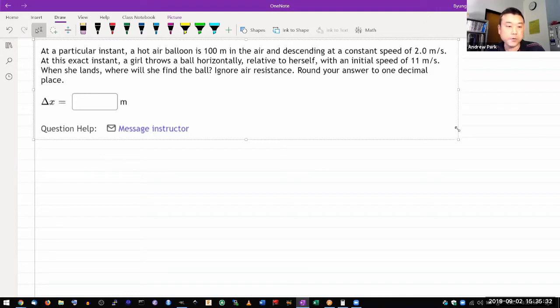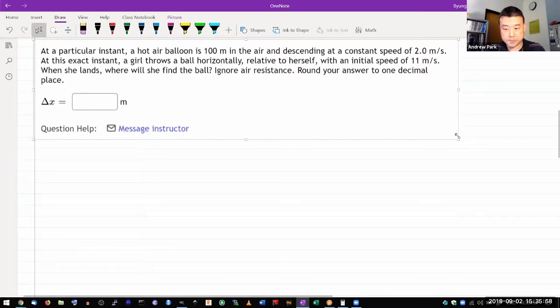So this is second question. At a particular instant, a hot air balloon is at some height in the air and descending at a constant speed of 2 meters per second. At this exact instant, a girl throws a ball horizontally relative to herself with an initial speed of 11 meters per second. When she lands, where will she find the ball?